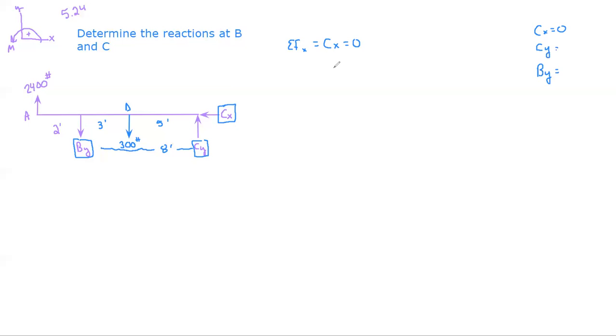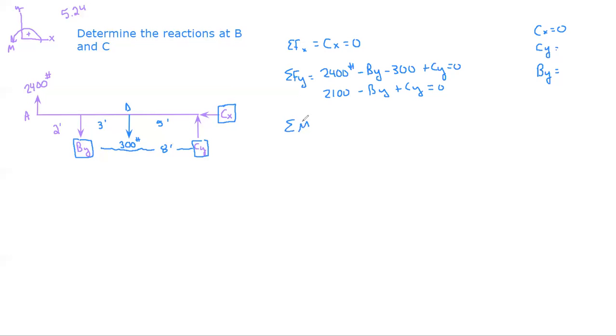All right, summation of forces in the, you guessed it, Y direction. I've got a positive 2,400 pound force at A. I've got a negative force at B, a negative force at D, and a positive force at C. Combine those terms: 2,400 minus 300 is 2,100, minus By plus Cy is equal to 0. I have two unknowns. That's really not going to help us very much. So we need to take the summation of moments.